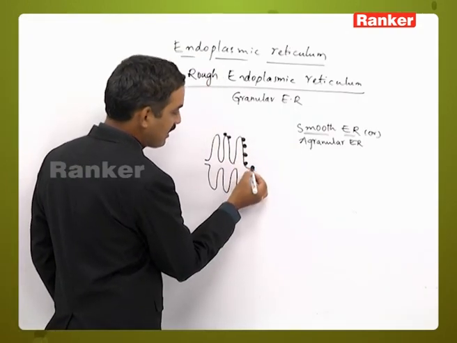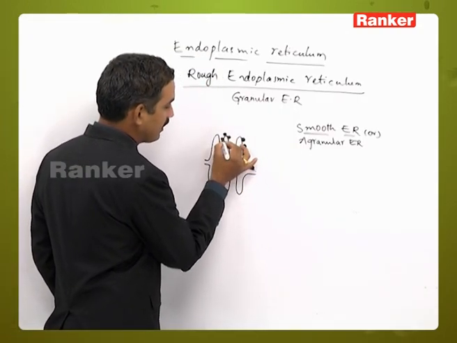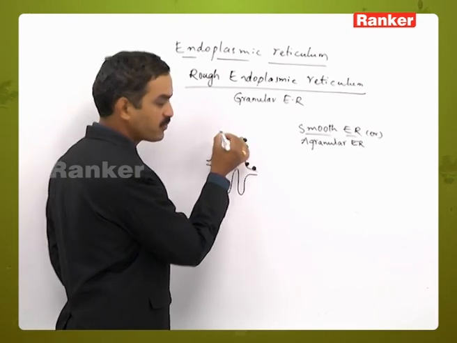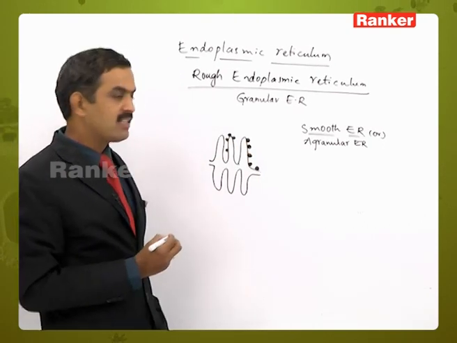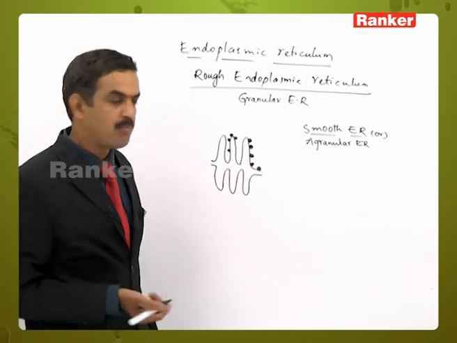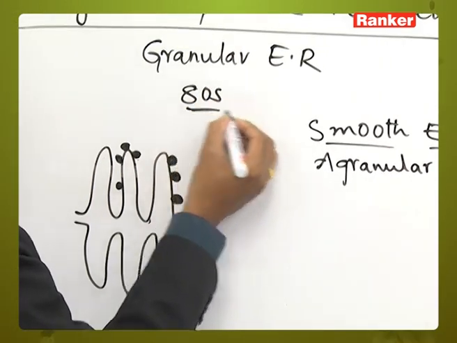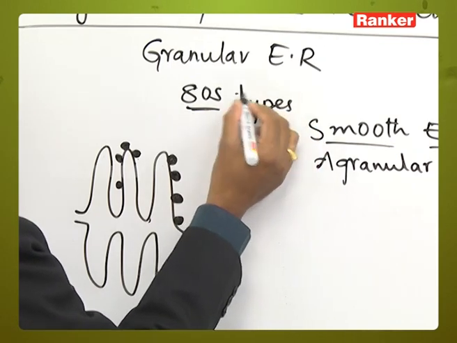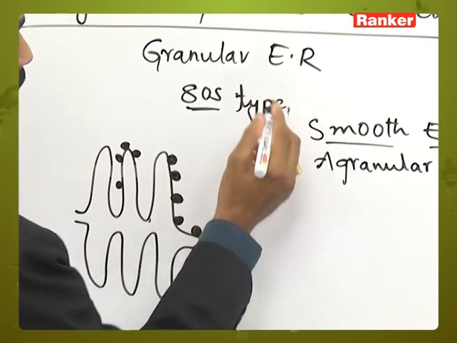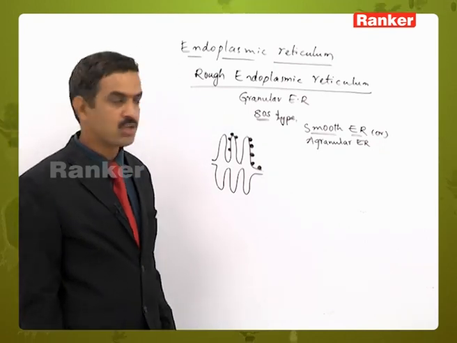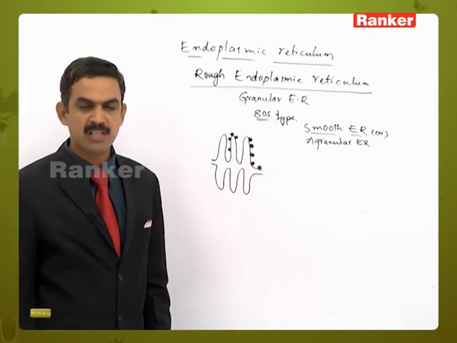Here that means the rough endoplasmic reticulum and the smooth endoplasmic reticulum are continuous with each other. And as we are saying, the ribosomes are present. Which type of ribosomes are there? As these are eukaryotic organisms, the ribosomes are of 80S type. 80S ribosomes are studded on the outer surface of the endoplasmic reticulum, which forms the rough endoplasmic reticulum.